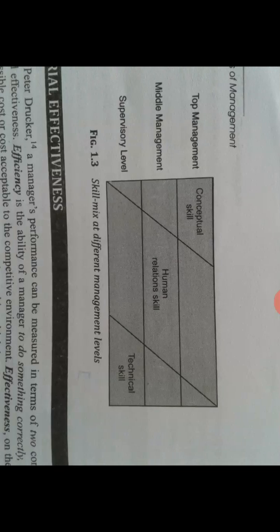This is a diagram which shows how these things work. At the supervisory level, technical skill is required and is very important. In middle management, human relationship skill plays a very important role. They should have more human relationship, where they can coordinate and speak with the people, make things work, and make the people work also. In top management, it is conceptual skill which is required, because they are decision makers and policy makers. They make the policies, so they are part of the administration system. So conceptual skill is very important.